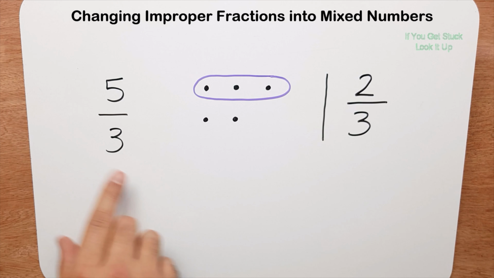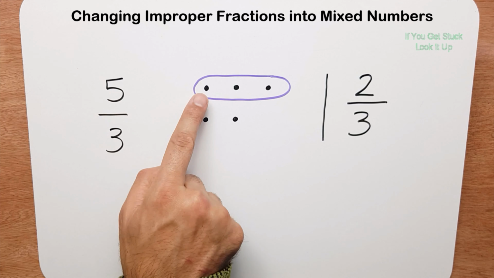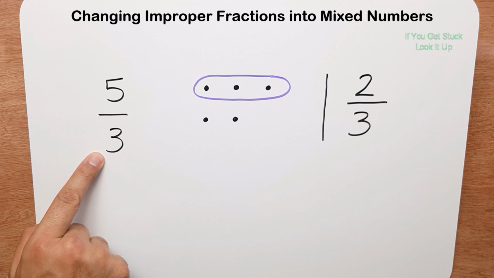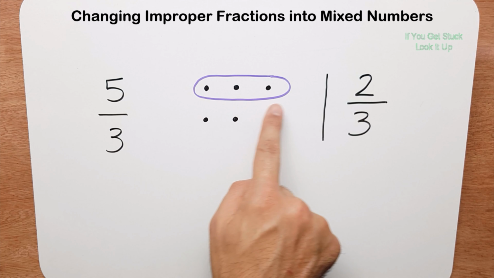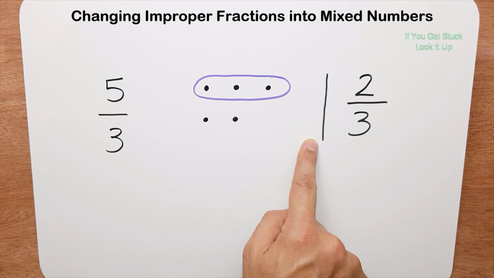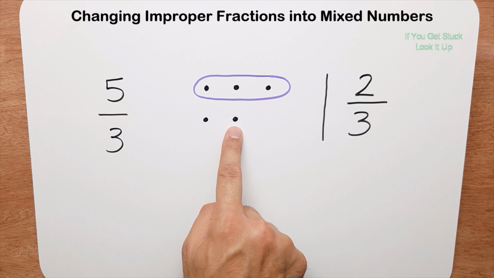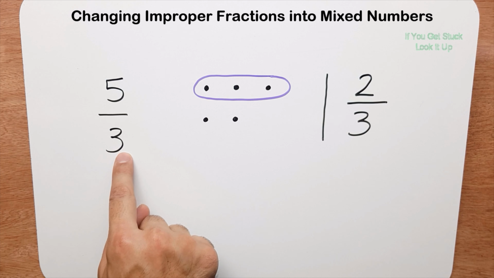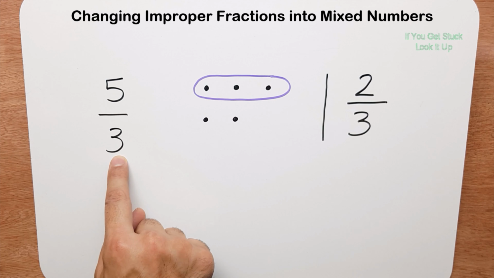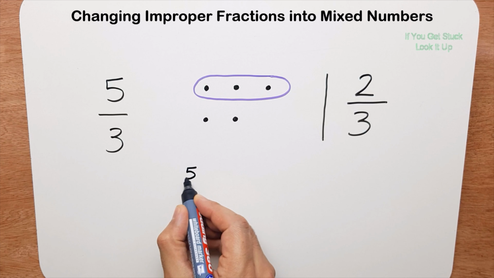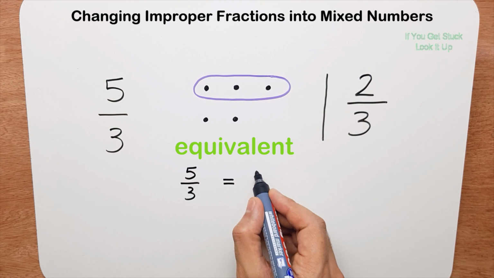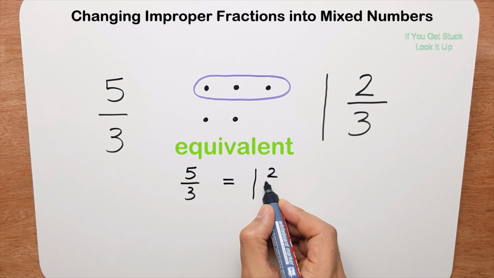So let me go through that again. There's 5 pieces. 1, 2, 3, 4, 5. And I have 3 pieces in each group. I count the number of groups, 1, and that's the big one. I have the remainder of 2 that goes at the top, and then this 3 comes directly from the denominator here. So I can say 5/3 is equivalent or equal to 1 2/3.